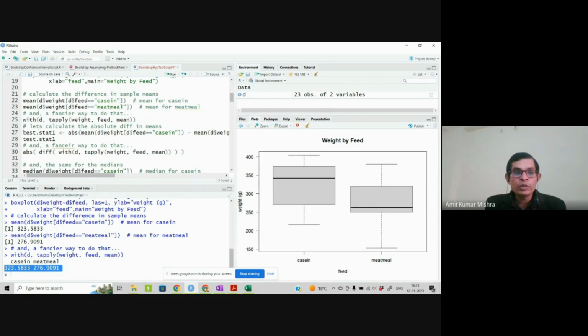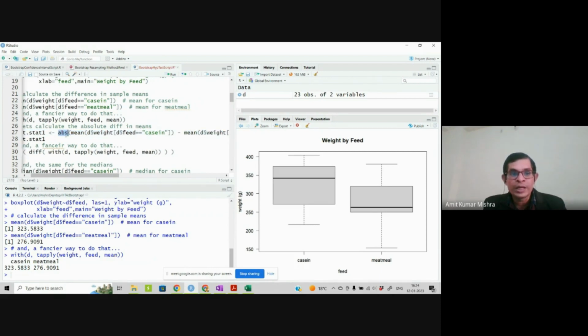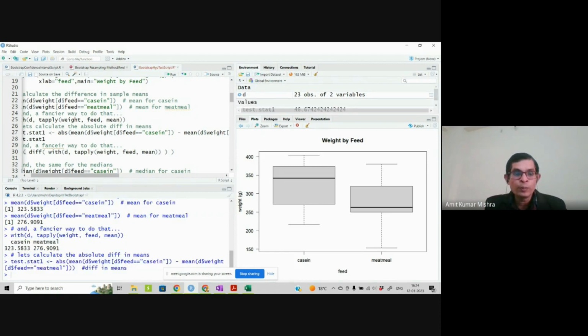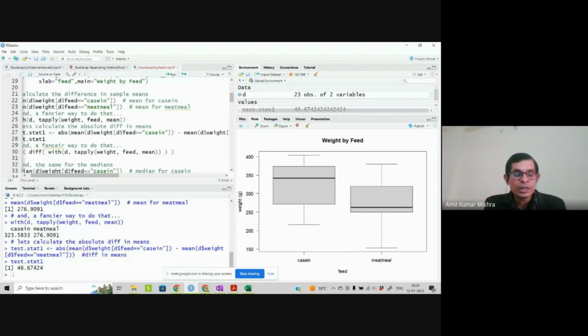Now, what are we interested in? We are interested in, of course, the absolute difference of these two numbers. If you focus upon the t-test or any other test, y1 bar minus y2 bar, you find the absolute difference. So this is the test statistic 1. I am putting the absolute value of the mean of the first minus the mean of the second. This is nothing but the difference between the two, and if you run it, the difference comes out to be 46.67424.